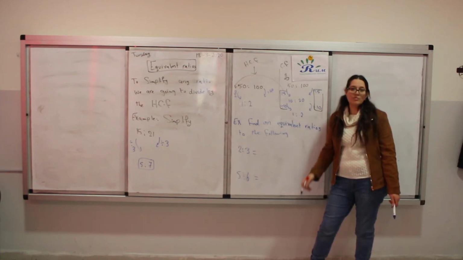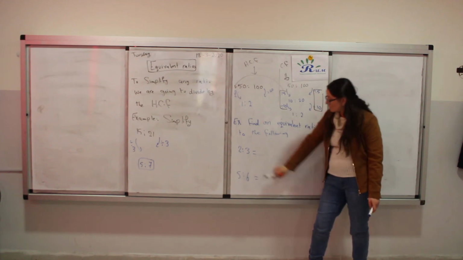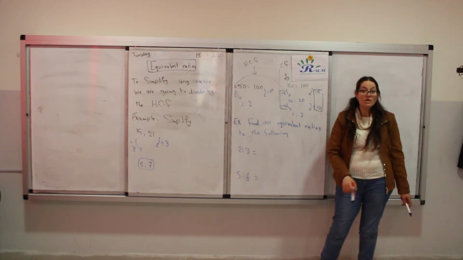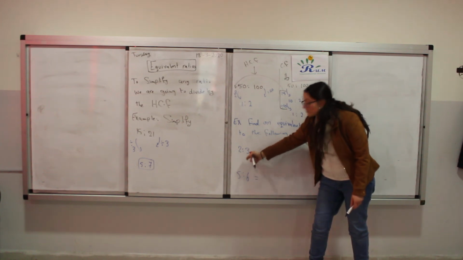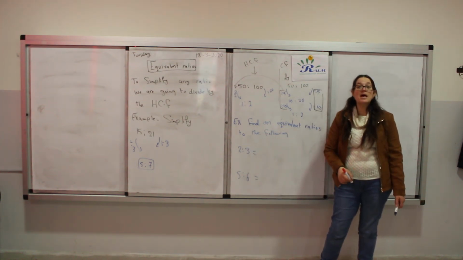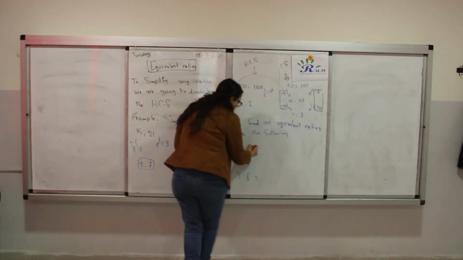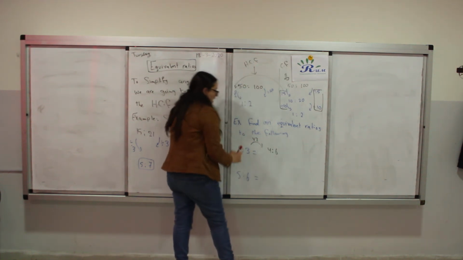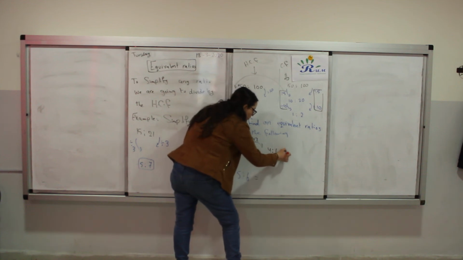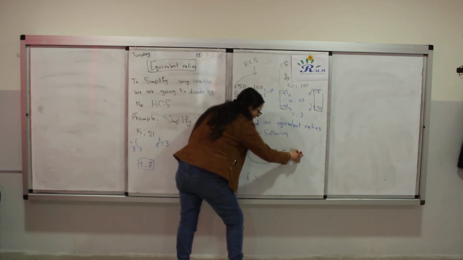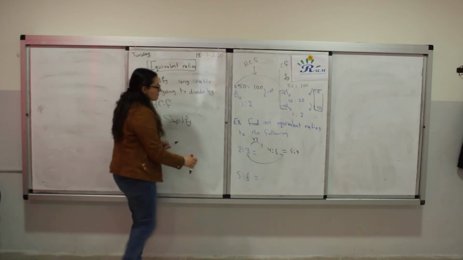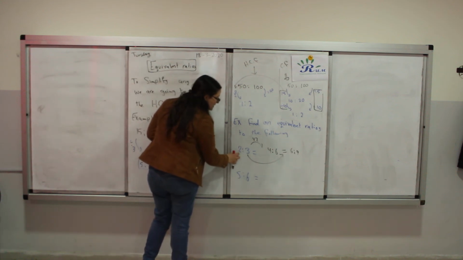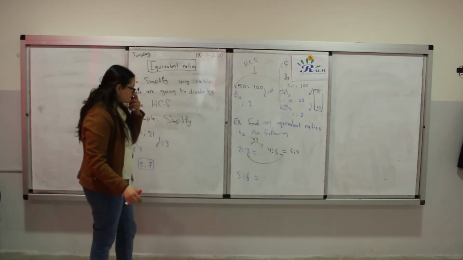To find an equivalent ratio, we are going to multiply the terms of the ratio by a number. You can choose any number you want, but you have to make sure that if you multiply the first term by 2, you also have to multiply the second term by the same number. So if you multiply this by 2, you are going to reach 4 to 6. If you multiply this by 3, you are going to reach 6 to 9. So you have to multiply both terms by the same number.